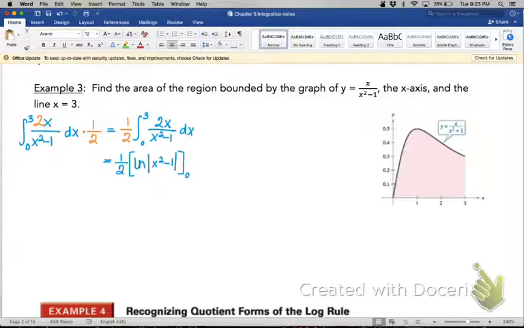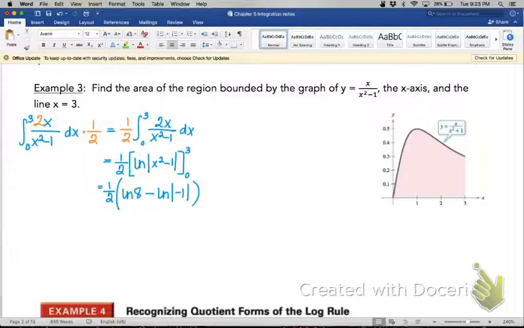And don't forget, this is now a definite integral, so we want to evaluate that from 0 to 3. So this is going to be 1/2 times the natural log of the absolute value of, let's see, 9 minus 1, which is going to be 8, which is not going to change. We already know that's positive, so I guess we don't need the absolute value bars there. But now when we plug in 0, we do need to consider the absolute value. So this is going to be minus the natural log of 0 squared minus 1, which would be -1.